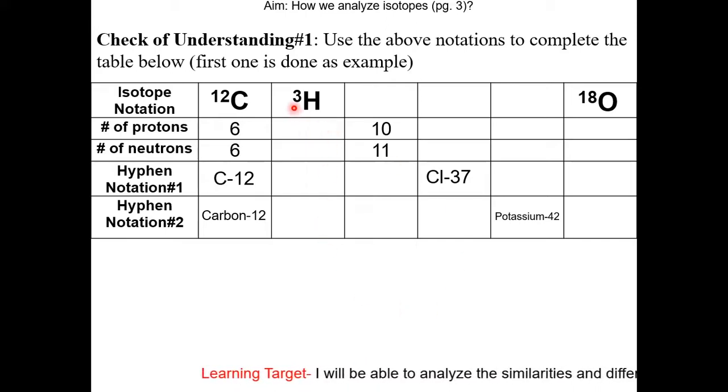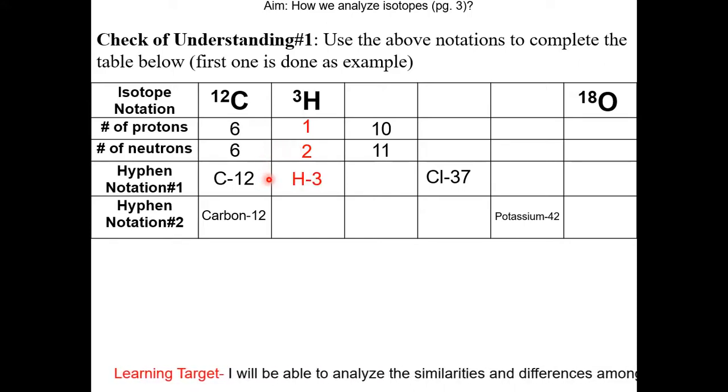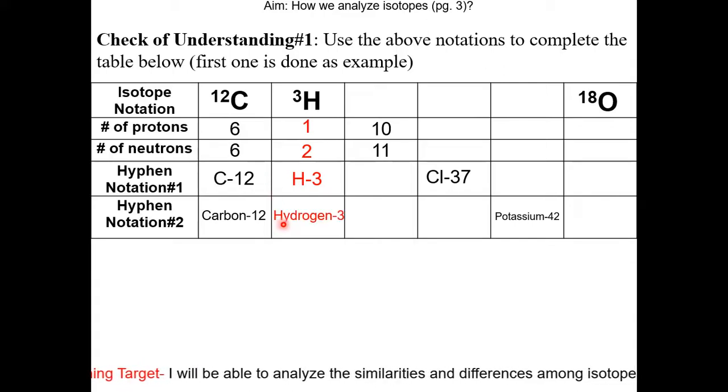The first one is H-3. So the number of protons is 1, because 1 is the atomic number of hydrogen. The number of neutrons is the mass number minus the number of protons, so 3 minus 1 is 2. The first hyphen notation will be H-3. The second hyphen notation will be hydrogen-3.